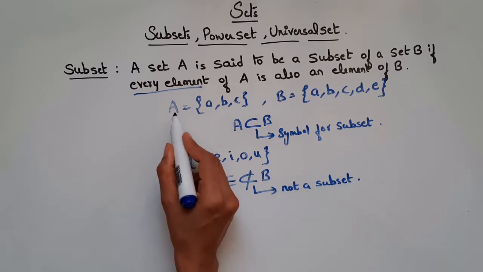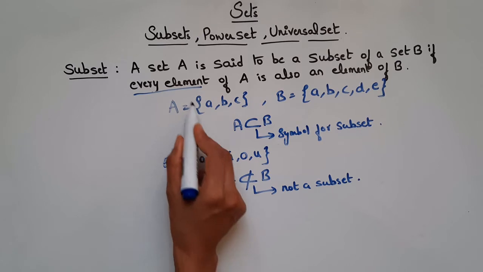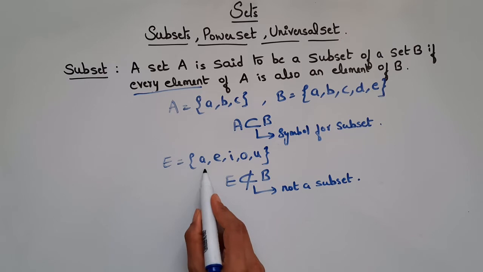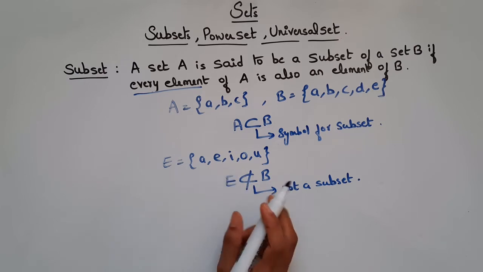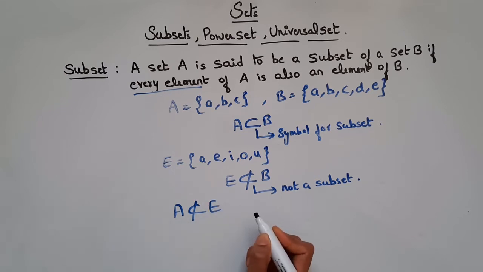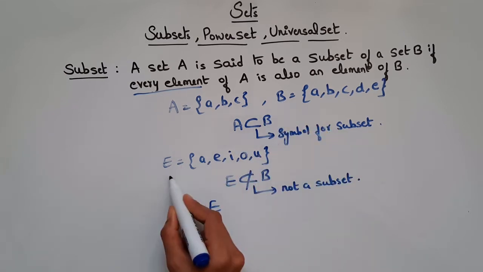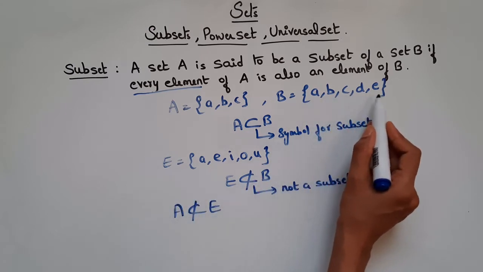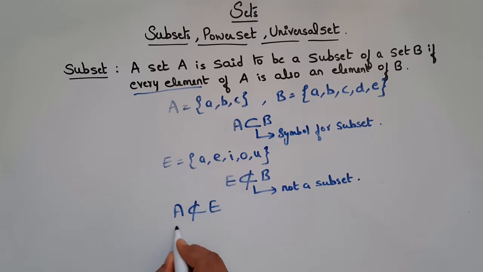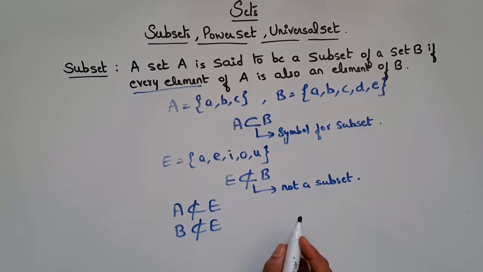Similarly, you can see if set A is a subset of set E. That means every element of set A should be present in E. So we have A, B, C. A is here but B is not there. That means set A is also not a subset of E. You can also check if B is a subset of E. So B we have A, B, C, D, E. So here we have A. We don't have B here. So therefore we can say B is also not a subset of E. So to be a subset, every element of set A should belong to set B. Then only we can say set A is a subset of set B.